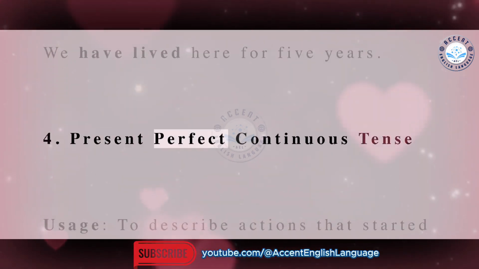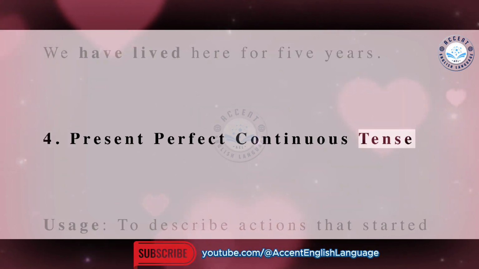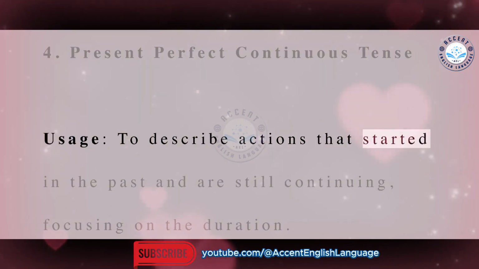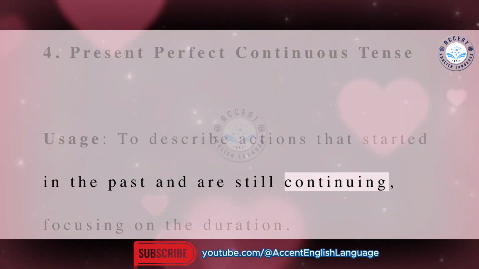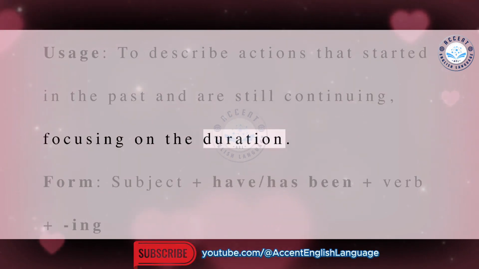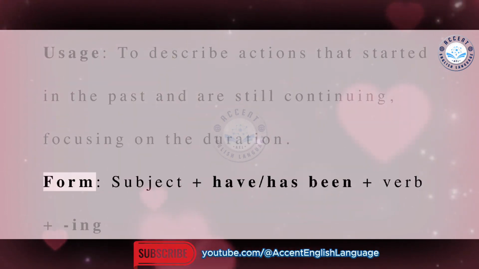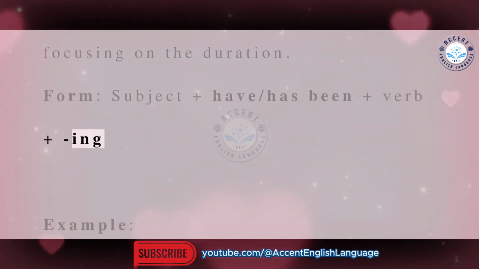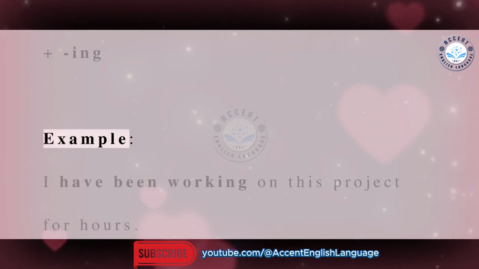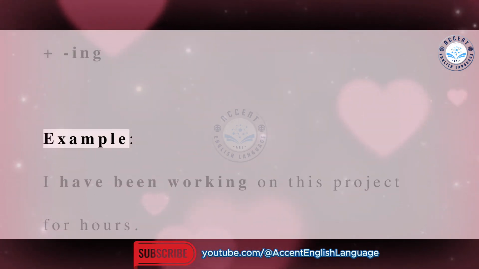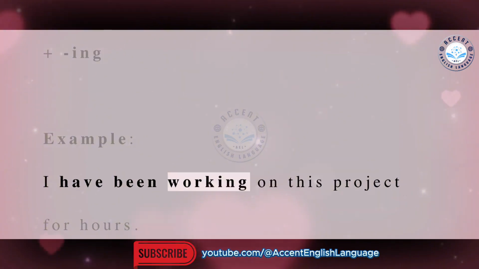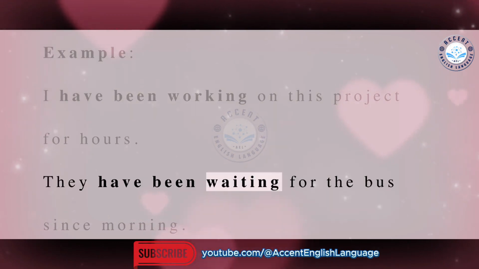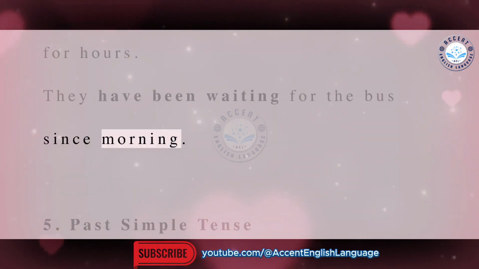4. Present perfect continuous tense. Usage: to describe actions that started in the past and are still continuing, focusing on the duration. Form: subject plus have, has been plus verb plus ing. Example: I have been working on this project for hours. They have been waiting for the bus since morning.